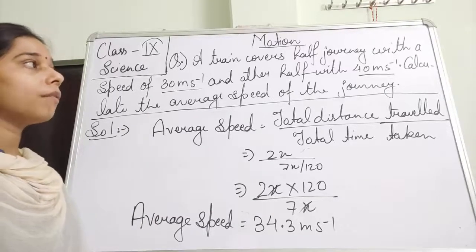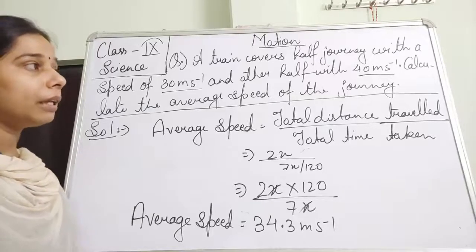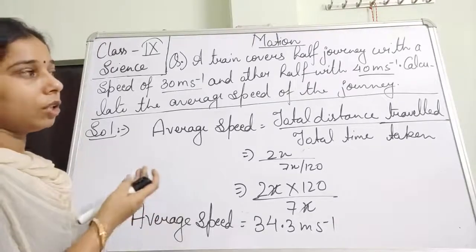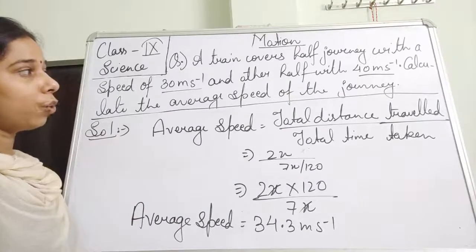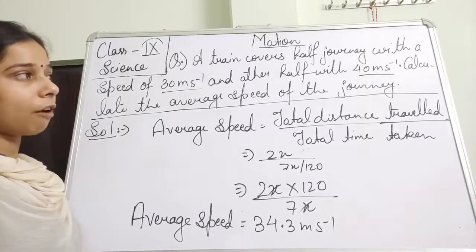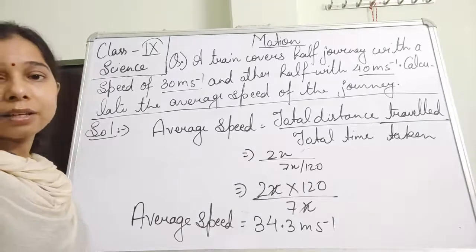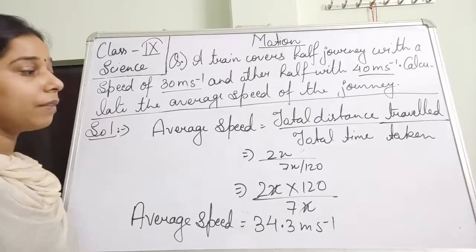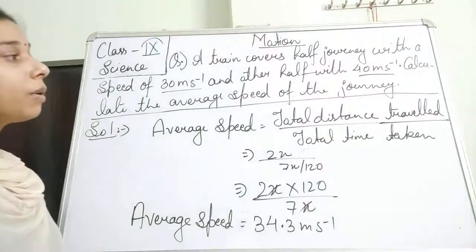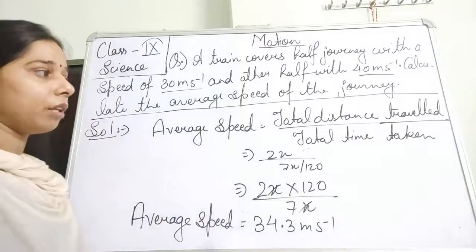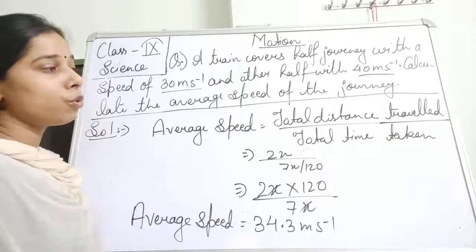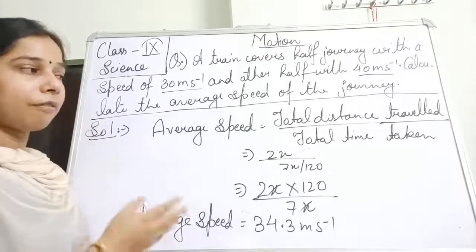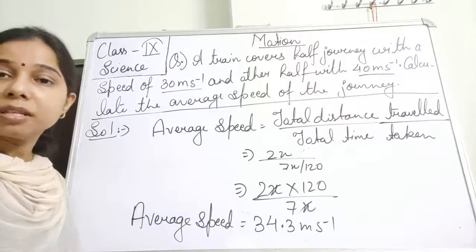So I hope you have understood. First of all, we found the total time taken, then we saw the total distance traveled. For total time, we take the first half of the journey, how much time it took to complete, then the second half, and then we add them to get the total time taken. We do the same with the distance, and put it in the formula to get the value of average speed, students.